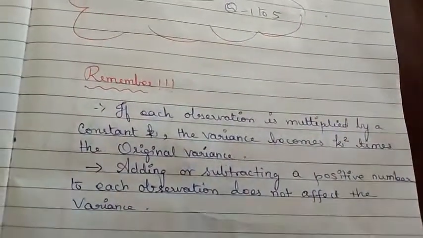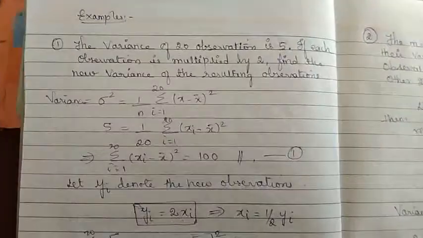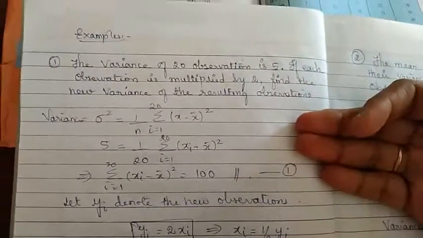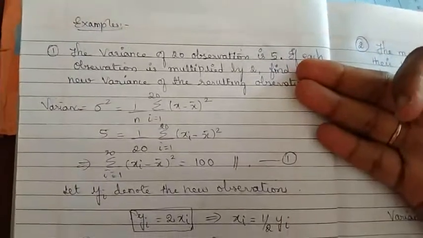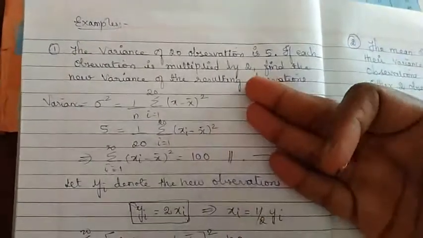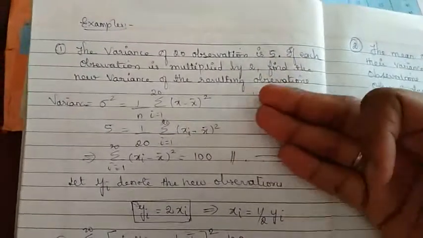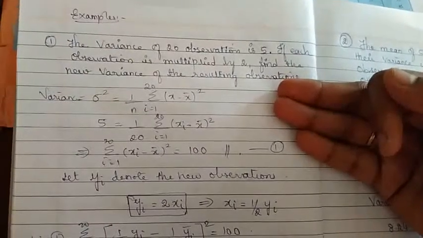Now let us see few examples. These are the problems you can expect in the exam. The variance of 20 observations is 5. If each observation is multiplied by 2, find the new variance of the resulting observations, right?